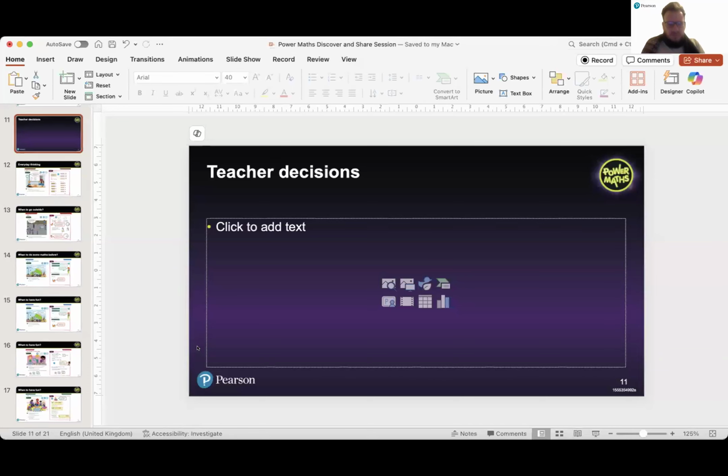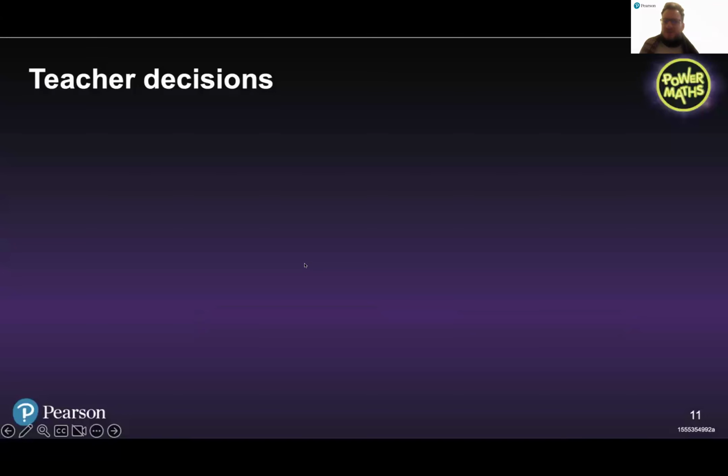So you should be able to see now my screen says teacher decisions. So if you just bear with me, what I'm going to do is I'll turn the page so that you can see the Discover and Share, and before I start talking, I'll just let you absorb what's on there.